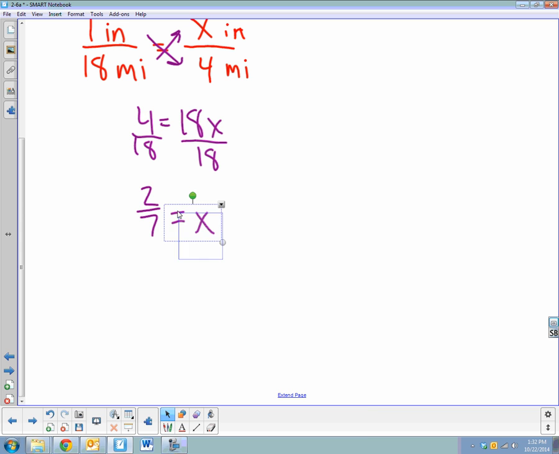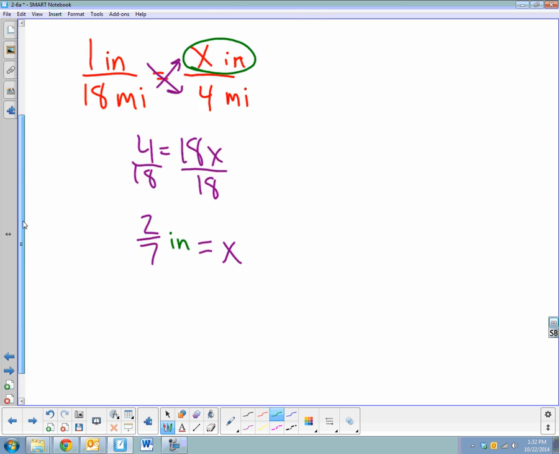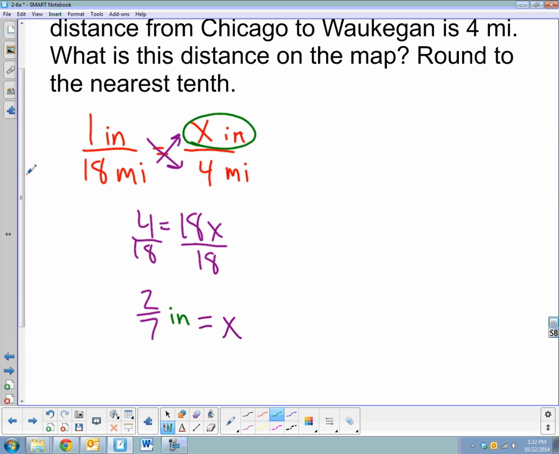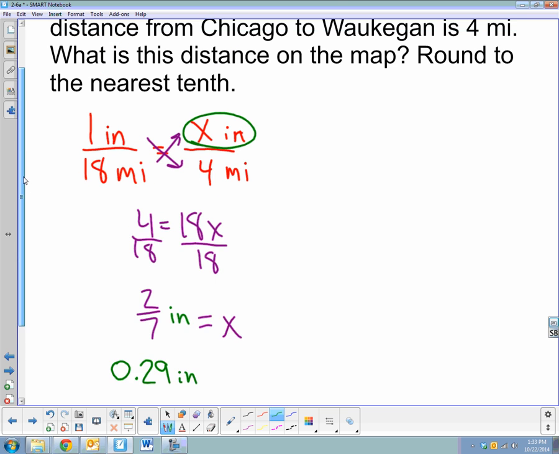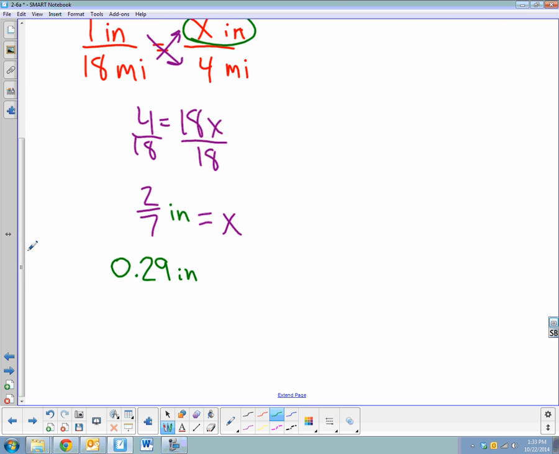However, it is important that we label. X was inches in this problem, so it's going to be 2/7 inches. Oh, I'm sorry, it does say round to the nearest tenth. So 2/7 inches, that was 0.285714. So 2.9 inches. Did I round correctly? Tenths. Ah, there we go. Sorry. Good thing I checked the question again.